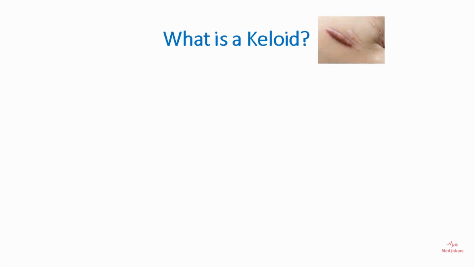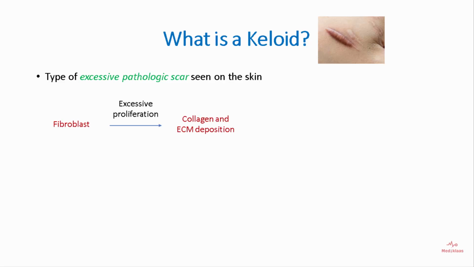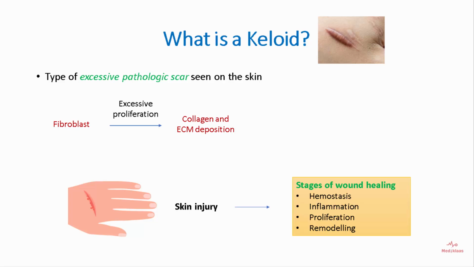What is a keloid? It is a type of excessive pathologic scar seen on the skin. It occurs when the fibroblast excessively proliferates to cause increased collagen and extracellular matrix deposition. Whenever there is injury to the skin, it tries to heal by different stages of wound healing. Deviation in any of the phases of wound healing can result in excessive scar and ultimately forms a keloid.